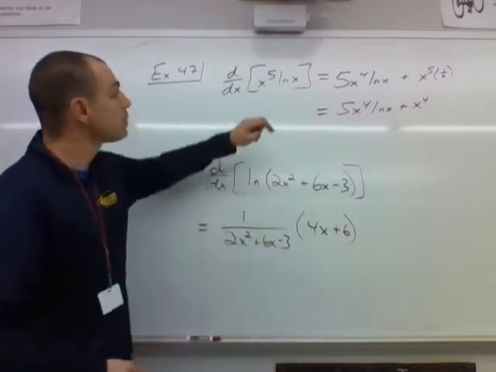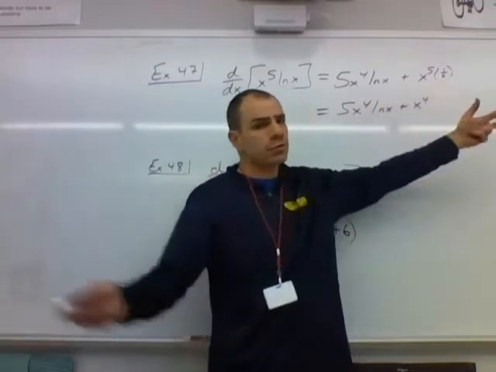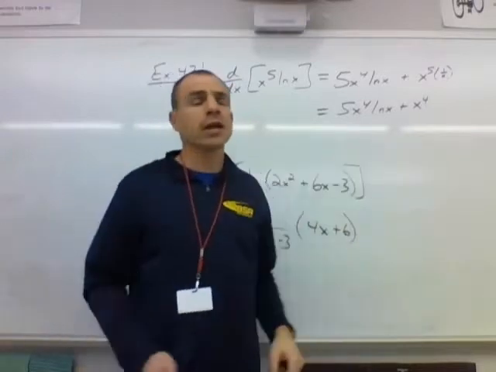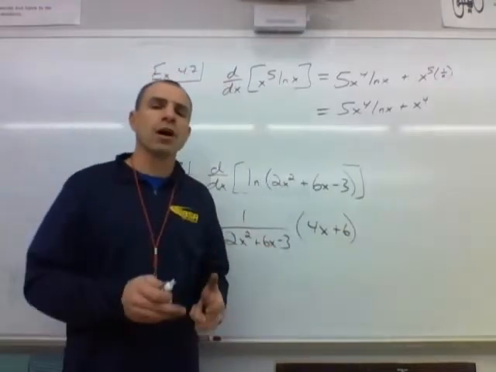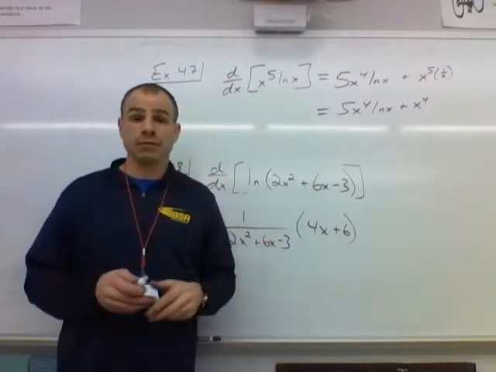And it goes back to the original. Natural log of x's derivative was just 1 over x. There was no ln x in there. Okay? When we derive a natural log function, there won't be any natural log in the derivative. Okay?